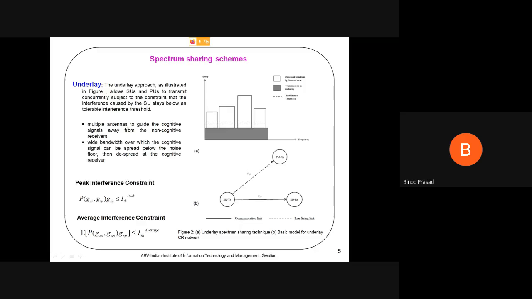Now, what are the ways that can help this underlay scheme? As we said, underlay schemes are supposed to control transmit power based on the interference limit. The interference produced can be reduced if we have multiple antennas to steer the signals away from the non-cognitive user. Another option is to spread your signals over a wideband and then re-spread at the cognitive receiver, a spread spectrum kind of approach, which may be helpful for spectrum sharing under the underlay scheme.